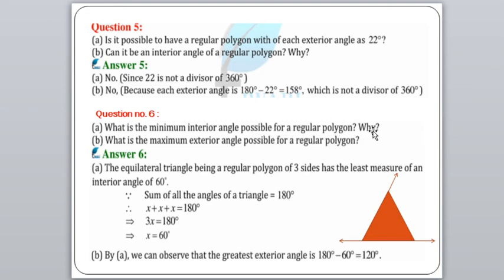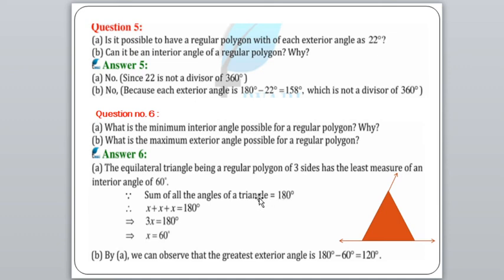Then question number 6: what is the minimum interior angle possible for a regular polygon, and why? If it is the minimum interior angle, that is the smallest interior angle which is possible for a regular polygon, so we will take the smallest polygon, that is with 3 sides and 3 angles. So the equilateral triangle, being a regular polygon of 3 sides, has the least measure of an interior angle of 60 degrees. How?